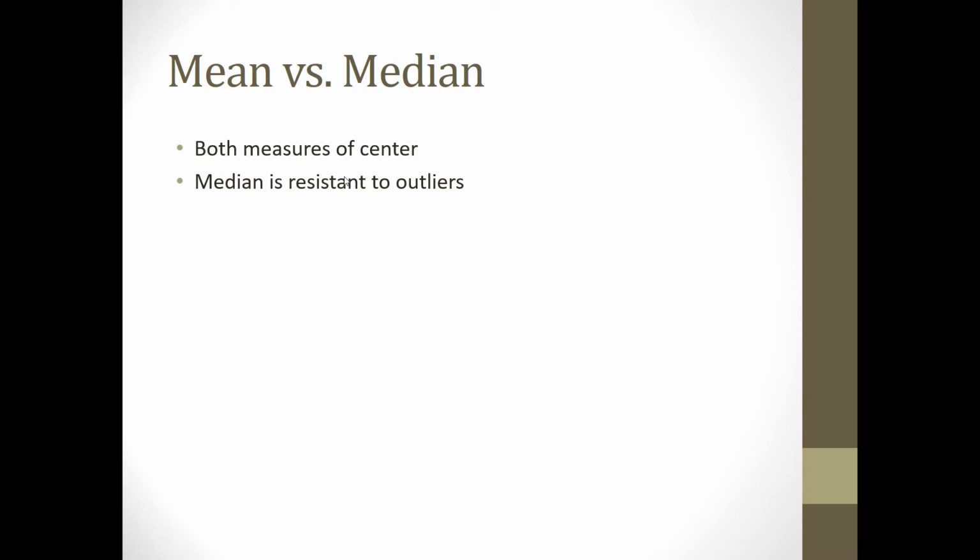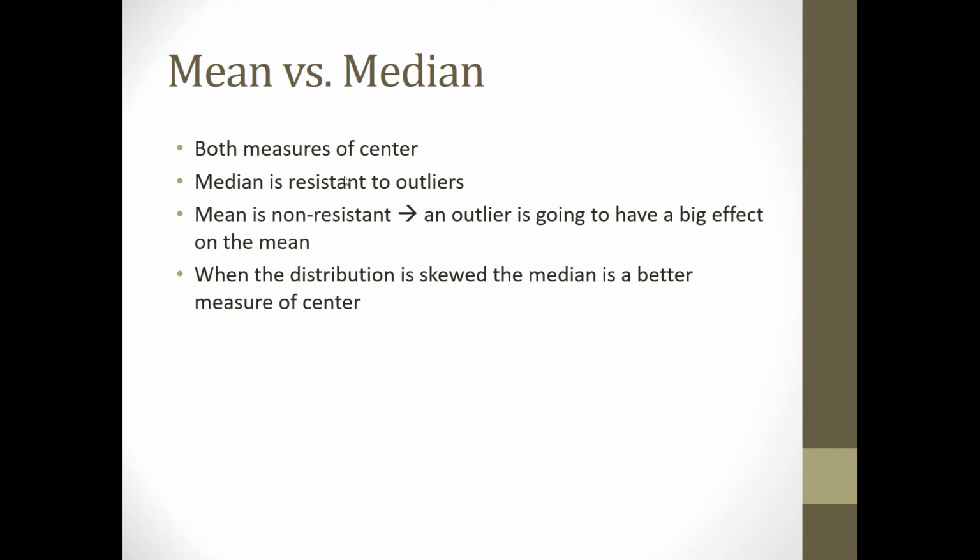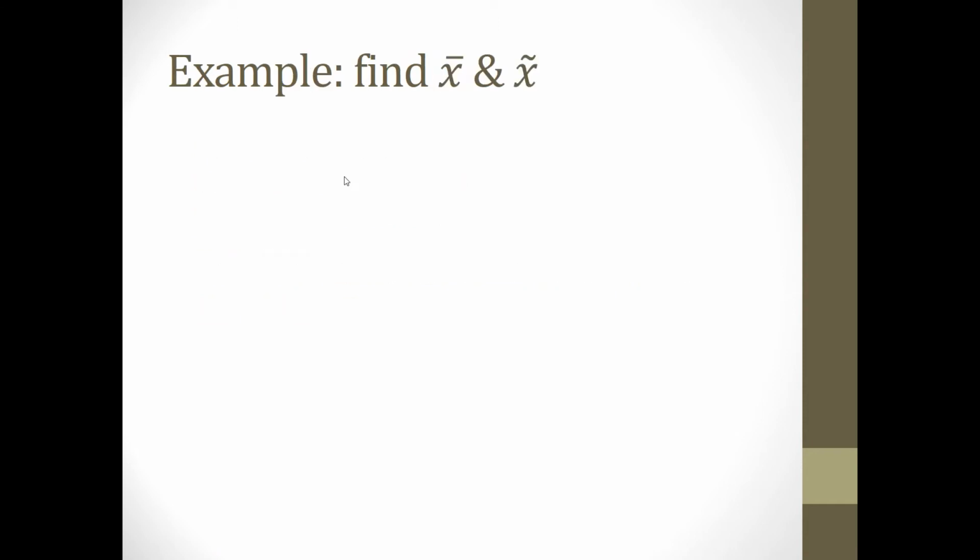Okay. Mean and median both measure center. The median is resistant to outliers. The mean is non-resistant, meaning an outlier is going to have a big effect on the mean. When the distribution is skewed, the median is a better measure of center. Well, this is my example right here.